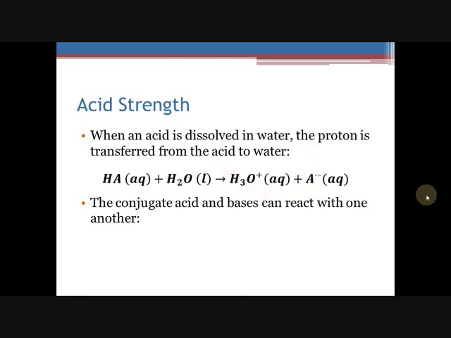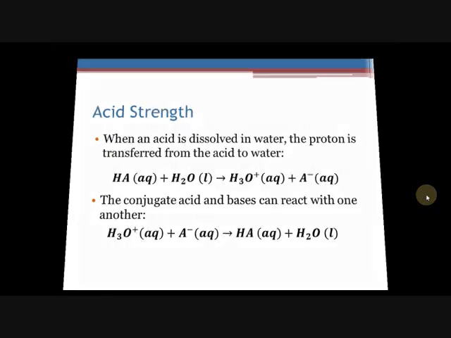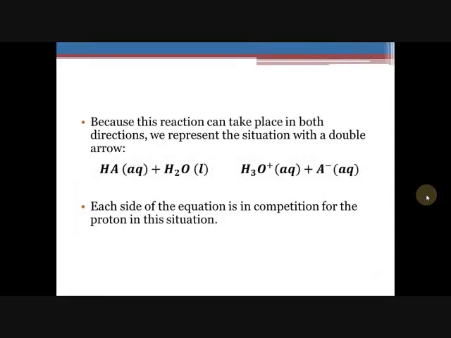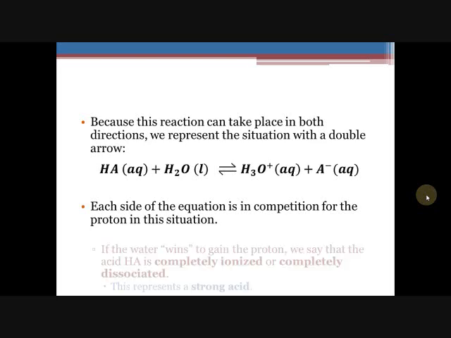The conjugate acid and base can then react with one another to form the original acid and the original base. Because this reaction can take place in both directions, we represent it with the double arrow, the equilibrium arrow that we saw in chapter 17. Right? Looks familiar. Each side of the equation is in competition for the proton in this situation.